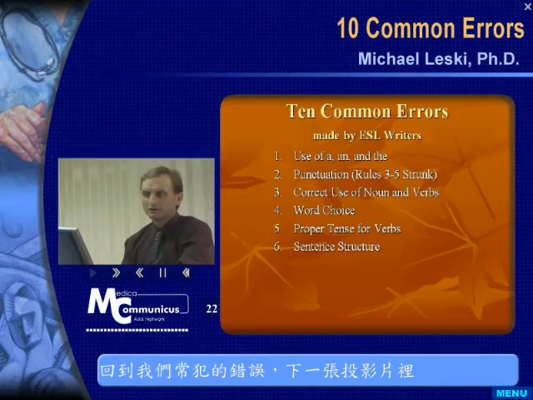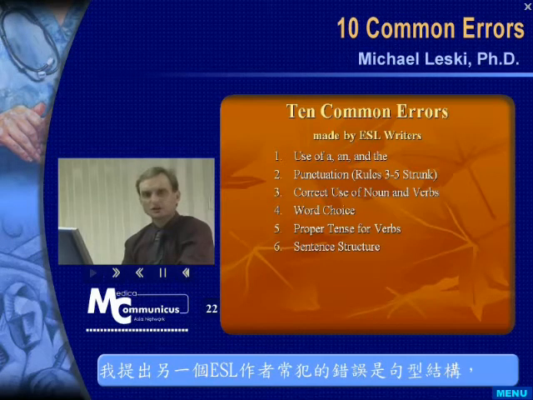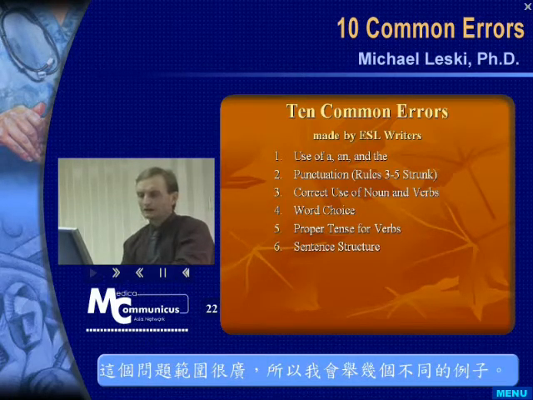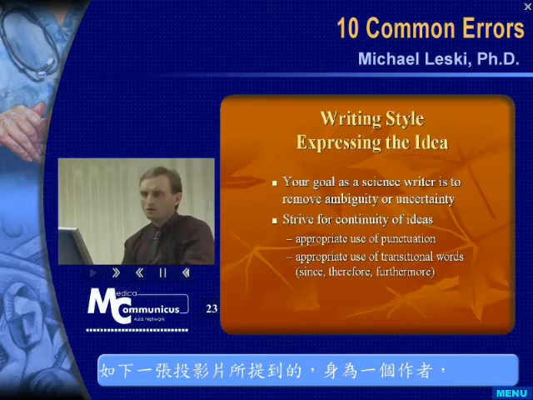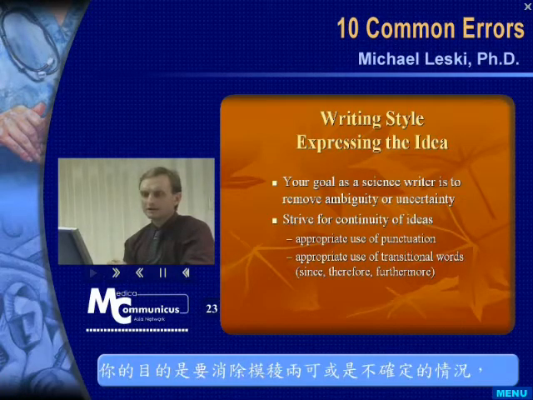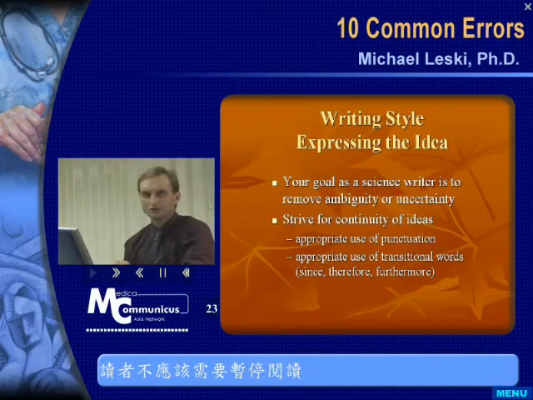Another common error made by ESL writers is shown in this slide, the next slide, that of sentence structure. And this is a rather broad type of error, and so I'll give several examples for it. Your goal as a writer, and that's shown in the next slide, is to remove ambiguity or uncertainty.